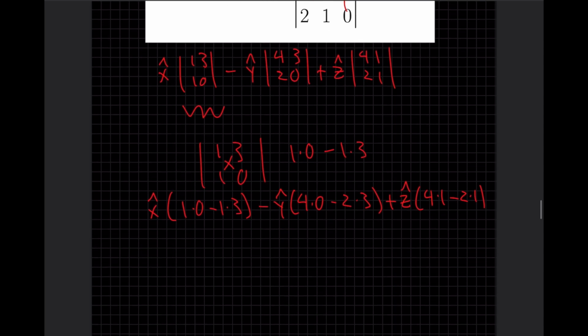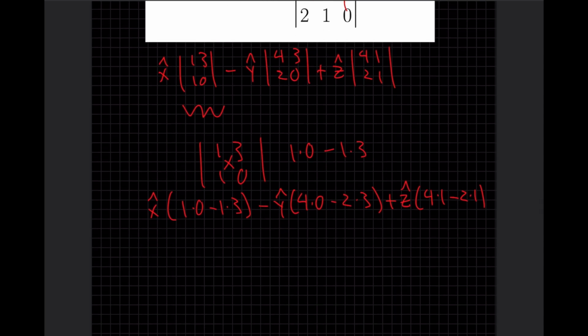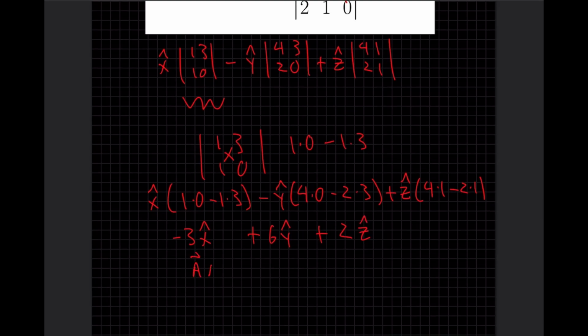And then we evaluate. 1 times 0 is 0, minus 3 is negative 3. So we get negative 3x. Let's ignore this negative for now and distribute it later. We get 4 times 0 is 0, minus 2 times 3, so minus 6. Distribute the negative, get positive 6. So plus 6y. And then 4 times 1 minus 2 times 1 is just 4 minus 2, which is 2. And so if we want to write this shorthand, we have A cross B is going to be equal to negative 3, 6, 2. Awesome.